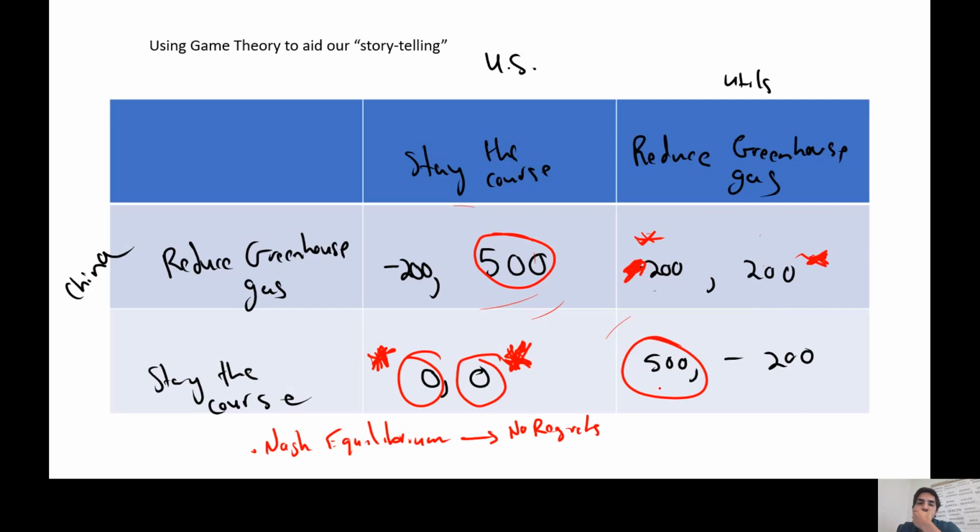You can look at the other outcomes of the game, and then you would see that there would be incentives to deviate. For example, in the top left box, China would be like, if this was a game, oh, dang, I really wish that I had decided to stay the course because the US didn't, right? And my payoff would have been larger.